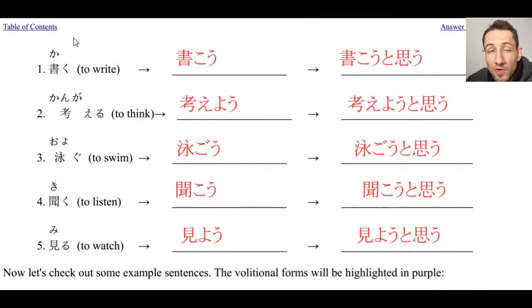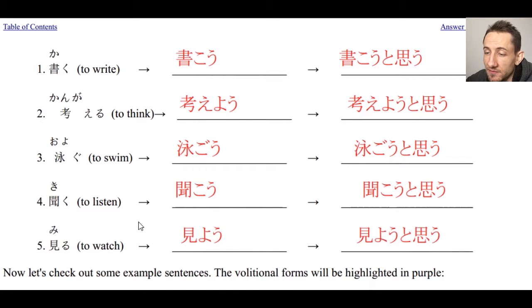All right, so number 1, we have kaku, kako, kako to omou. Number 2, kangaeru, kangaeyou, kangaeyou to omou. Number 3, oyogu, oyogou, oyogou to omou. Number 4, kiku, kikou, kikou to omou. And number 5, miru, miyou, miyou to omou.